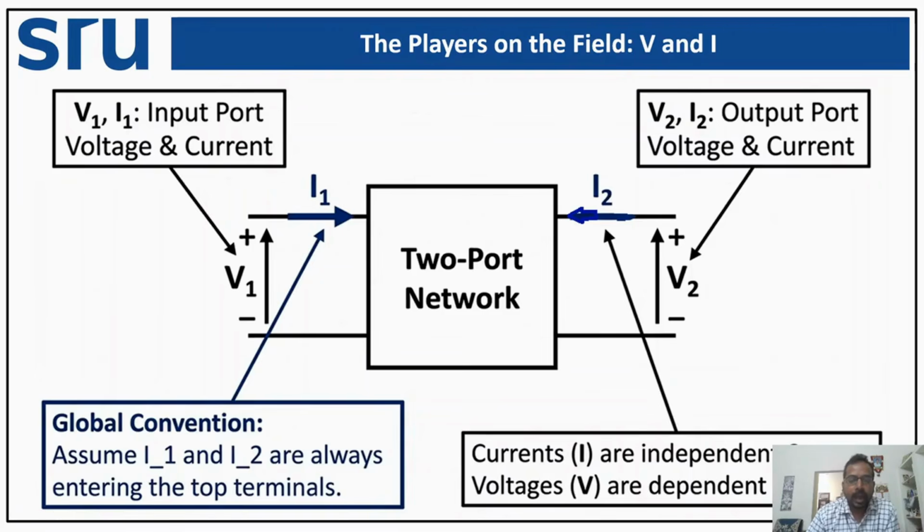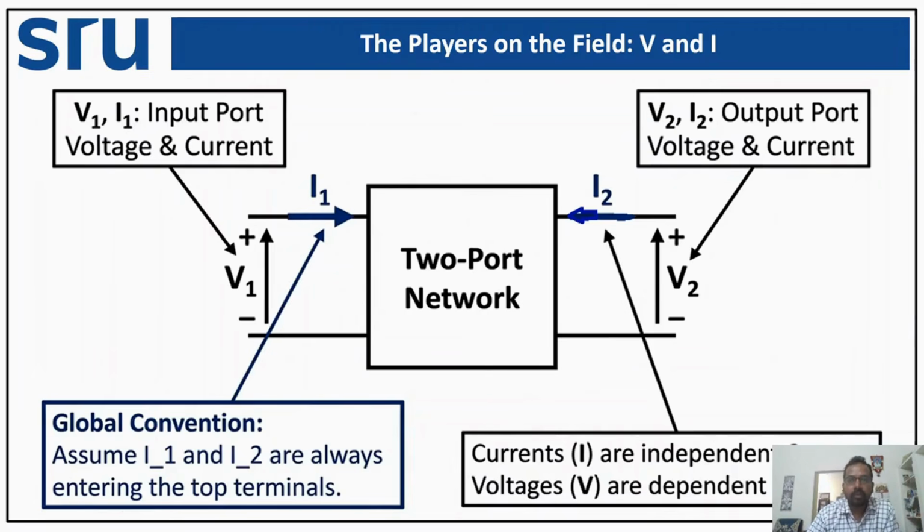Now, an important point to understand here is that these 4 variables are not independent of each other, because the network contains internal elements such as resistors, inductors, capacitors, or active devices. The behavior of one port affects the behavior of the other port. So we say that these 4 variables V1, I1, V2, I2 are not independent. They are dependent on each other.